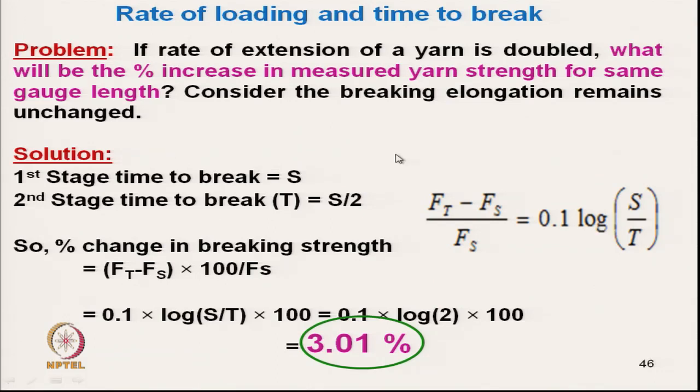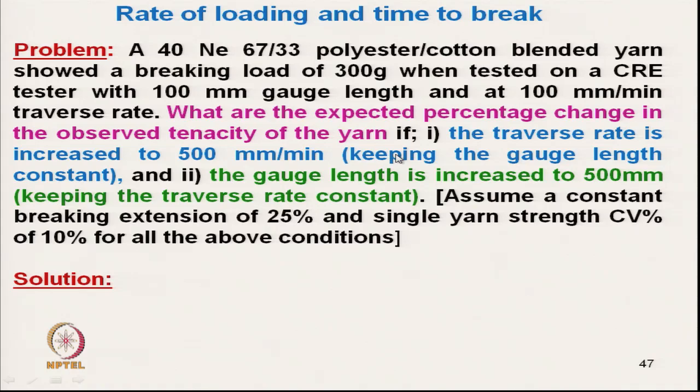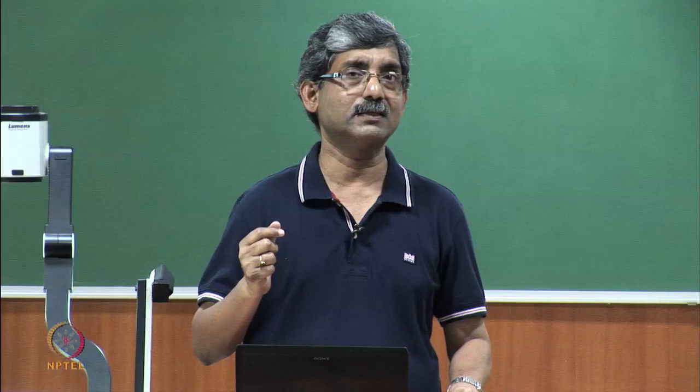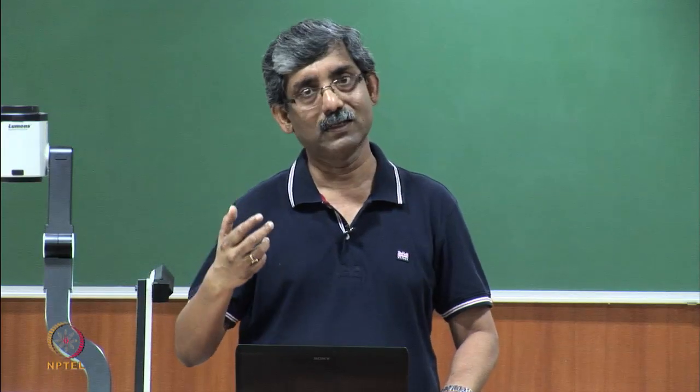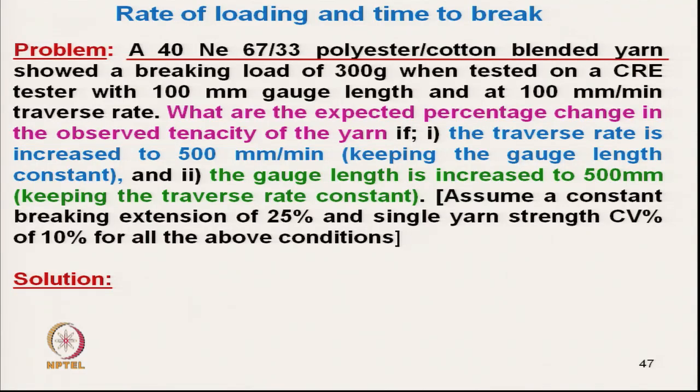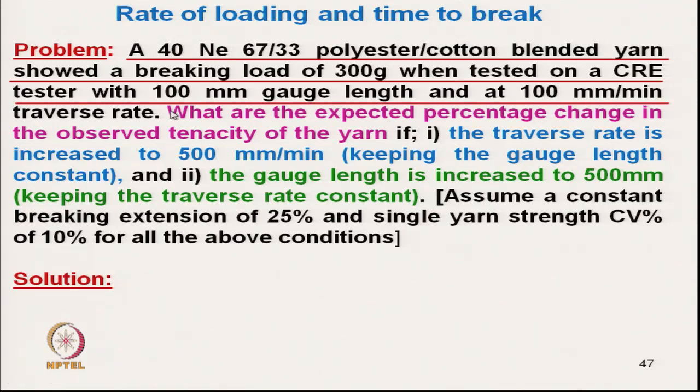Okay. The next problem, we have to understand, is a very practical problem, and this is the type of problem we actually study in research. Now, a 40 NE 6733 polyester cotton blended yarn showed a breaking load of 300 gram when tested in a CRE, constant rate of elongation, tester with 100 millimeter gauge length and 100 millimeter per minute traverse rate.